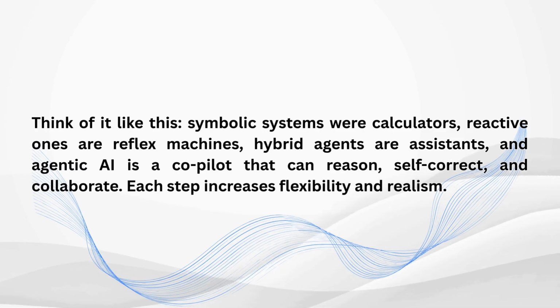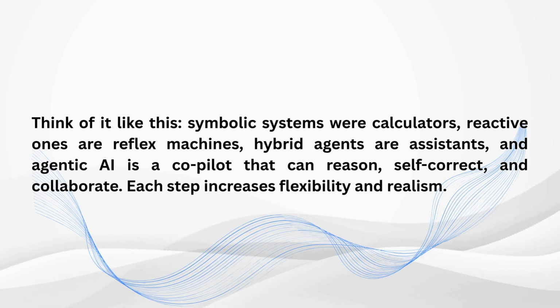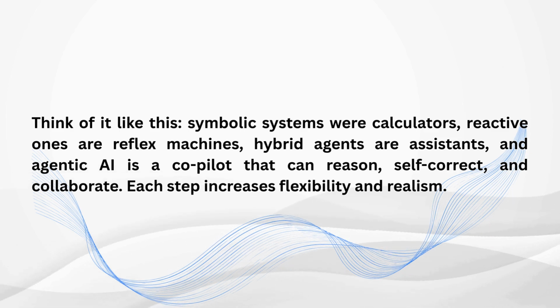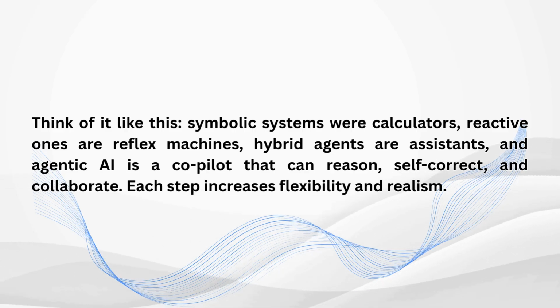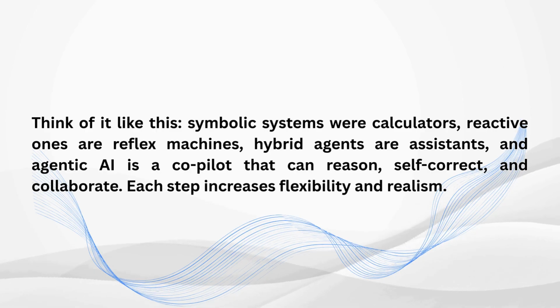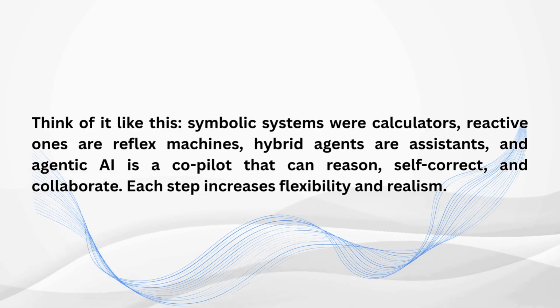Think of it like this. Symbolic systems were calculators. Reactive ones are reflex machines. Hybrid agents are assistants. And agentic AI is a co-pilot that can reason, self-correct, and collaborate. Each step increases flexibility and realism.